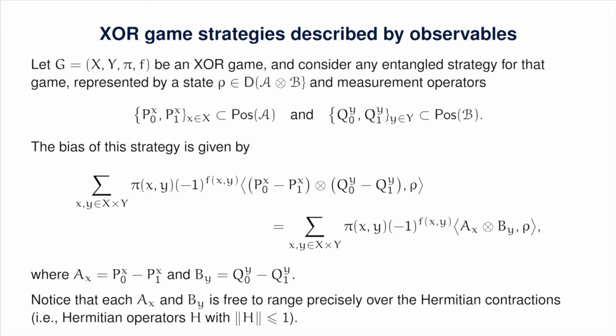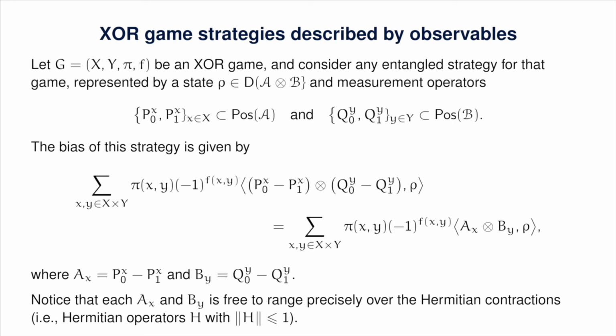Notice that as we allow px0 and px1 to range over all possible measurement operators for a binary valued measurement, the operator a sub x ranges exactly over the Hermitian operators having spectral norm at most 1, or in other words, the Hermitian contractions, and likewise for qy0 and qy1. There could be multiple choices of measurement operators leading to the same Hermitian operator observable, but every Hermitian operator contraction can be represented in this way for at least one choice of measurement operators.